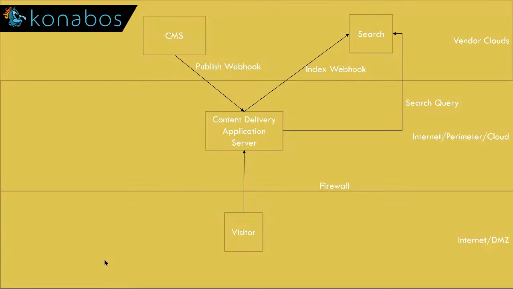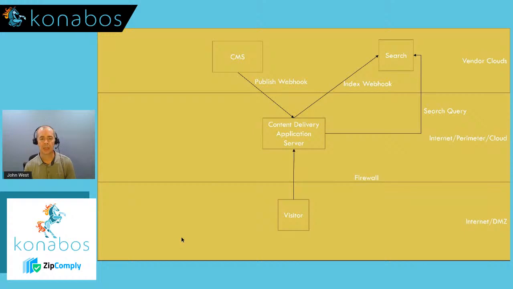So the CMS invokes the webhook that passes data to the content delivery server. The content delivery server passes it on to search. Search indexes that data. Then when the visitor places a request against the content delivery tier, it accesses the data from search. So it doesn't go back to the CMS to get the data, it goes to search to get the data. And optimally, it would go to cache to get that data because the data has already been given to the application server. Why does it need to go get it from somewhere at that point?